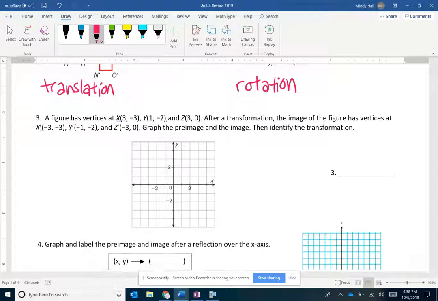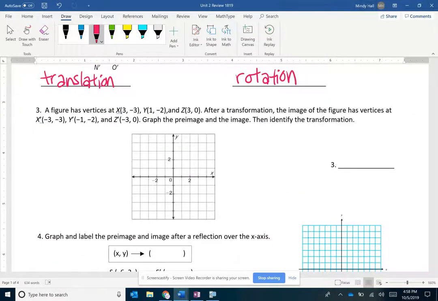So then for number 3, we have a figure with vertices x, y, z. After transformation, the image of the figure has vertices x prime, y prime, and z prime. Graph the pre-image and image and identify. So we will start with x, y, and z. So x is at 3, -3. Y is at 1, -2. And z is at 3, 0.